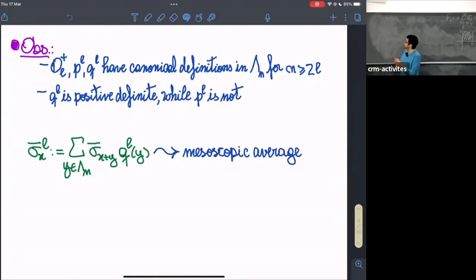Now I'm going to define sigma x bar L as the mesoscopic average, this average over a region that I was telling about, and I'm going to define it with Q instead of P because it's going to have slightly better properties when we look at it. So this is the way I'm going to take averages, and it's not essential to do that at the end of the day, but in a first draft of our work it was really important to have this mesoscopic average. But nowadays, it doesn't really matter too much.